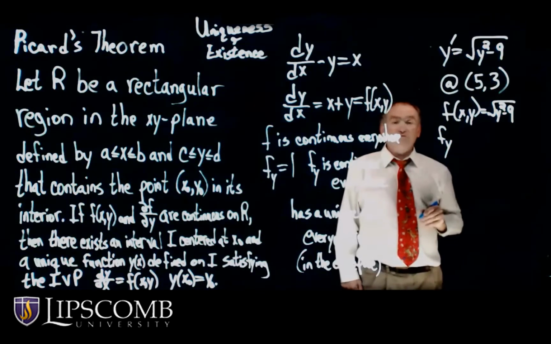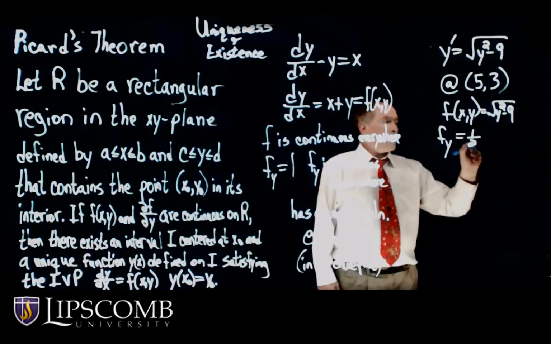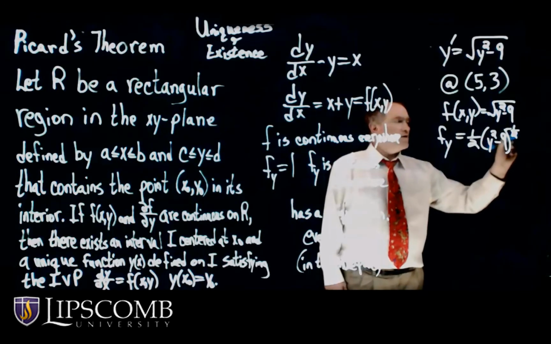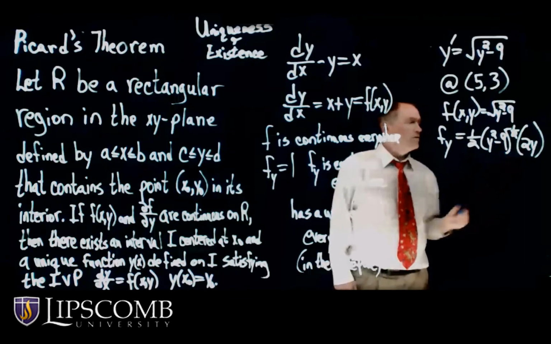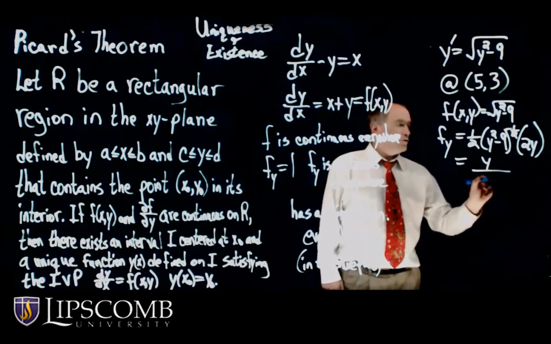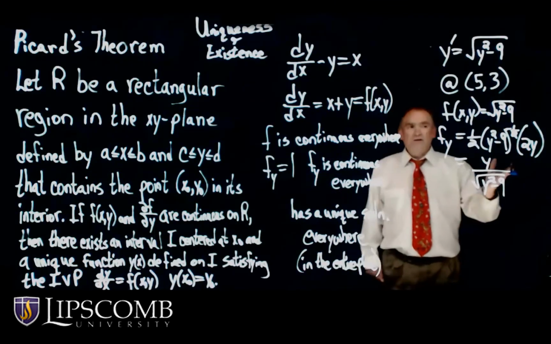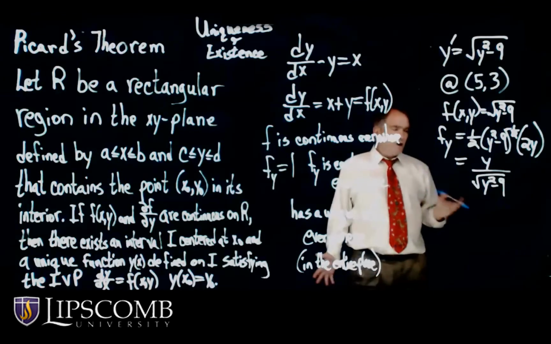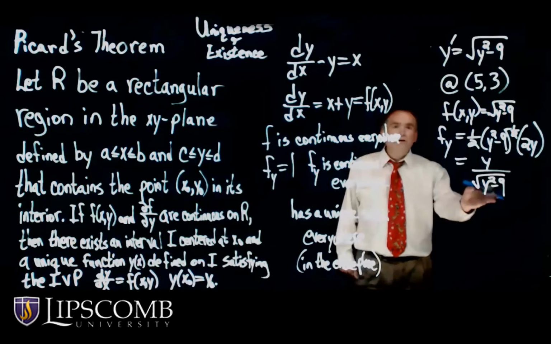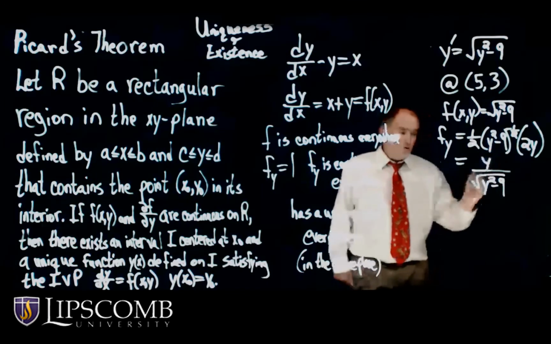The partial of f with respect to y would be, bring down the power, 1/2, raise it to the power minus 1, times the derivative of the inside. So what do I get? I get y over the square root of y squared minus 9. Now that I look at this, do I have troubles? Yes, I have troubles with this y squared minus 9, not only in the partial, but also in the function itself. If you look, where is this continuous?